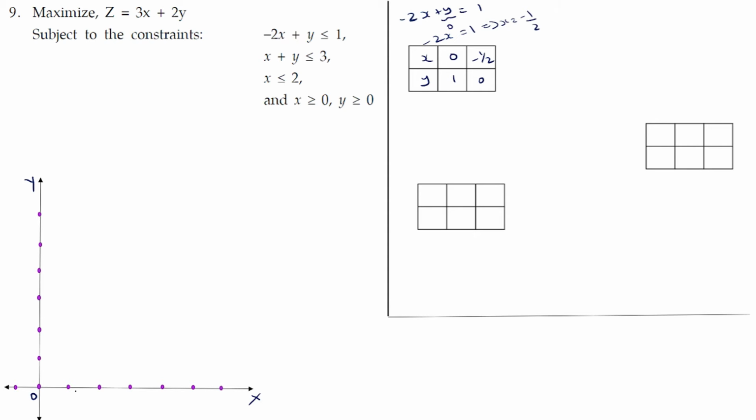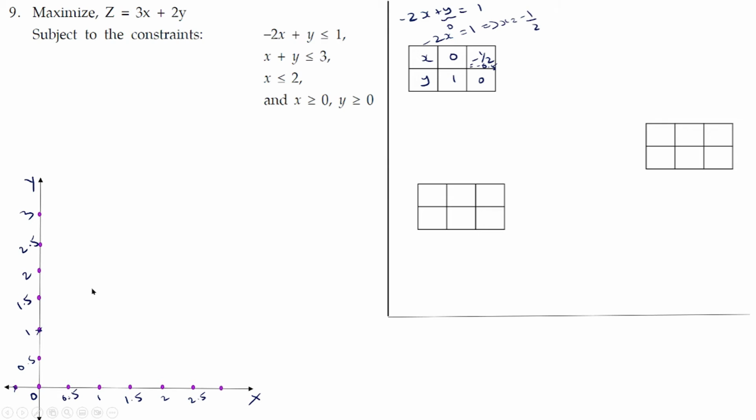So let us take the scale as 1 centimeter as half unit. So here we have 0, 0.5, 1, 1.5, 2, 2.5. The y-axis also we have the same scale, 0.5, 1, 1.5, 2, 2.5, 3. This minus half is nothing but minus 0.5. So 0, 1, this is 0, 1, then minus 0.5, 0, it is this. This is minus 0.5, 0.